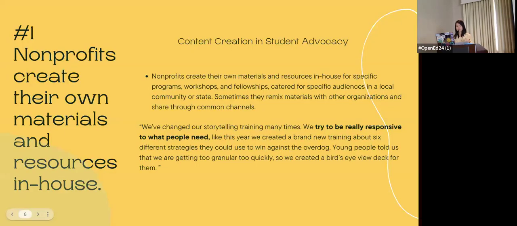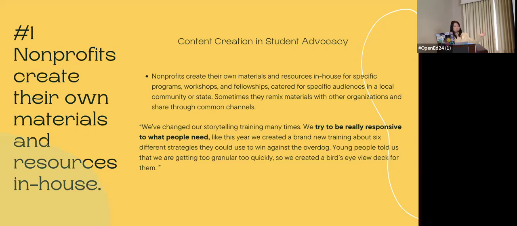I'm going to share three big observations that I've seen happening, and then also talk a little more about issues that stem from it, and where open education can insert itself and work in tandem with this. So one observation, which I mentioned from the quotes at the start: nonprofits create a lot of materials and resources in-house. There's a lot of content creation going on, and there might be remixing with other organizations. They share it within channels that they are more familiar with.